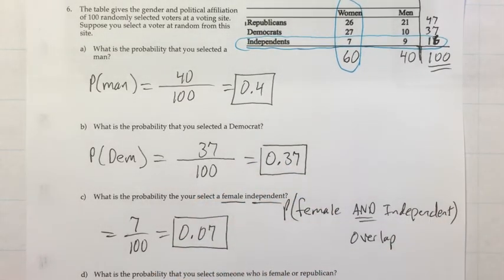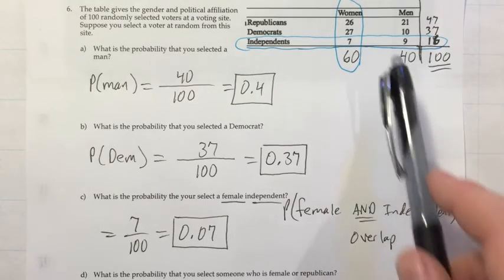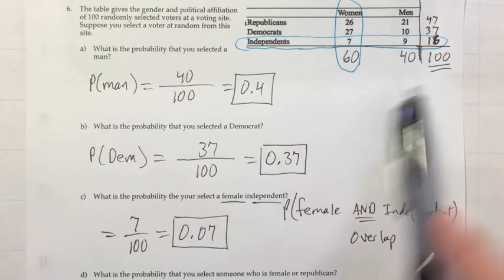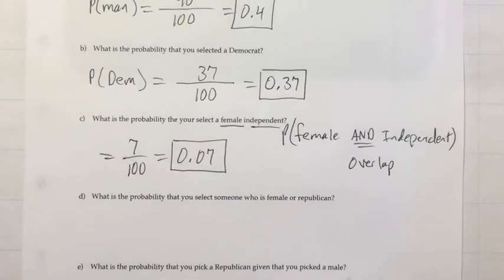So I would highly suggest that you do what I just did there. When you are working with a contingency table and you have an and type question, circle both variables and then look for the overlap. That'll be your numerator. Grand total will be your denominator. All right, let's look at the next question.